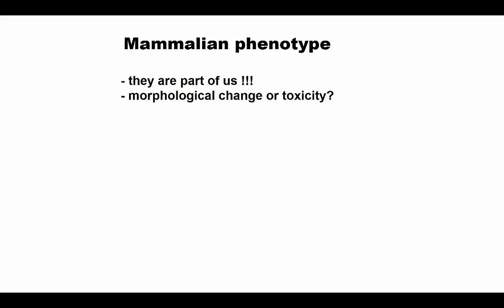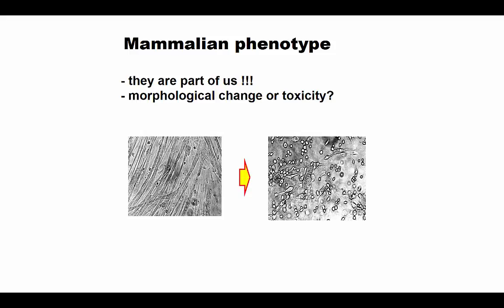Human cells have exactly the same genetic information inside. Then we can say they are part of us. That may be the most straightforward approach, right? So using those human cells, we can do either a toxicity test or a morphological change test. For example, if the cells are forming this kind of tubes, these muscle tubes, they have a multicellular structure inside here.